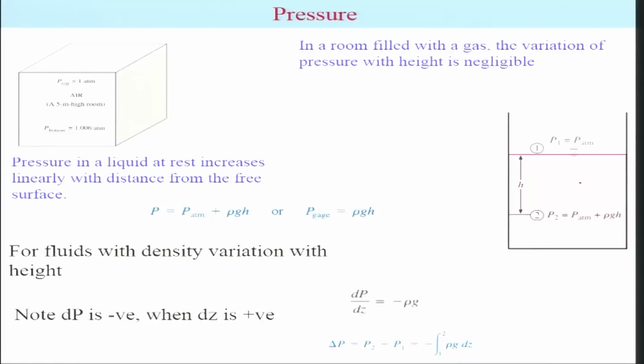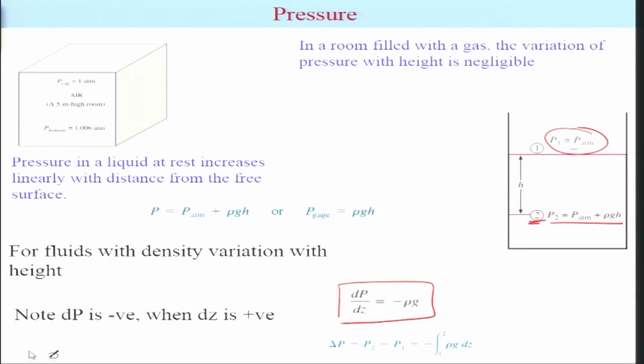So this is an example. This is a container containing a fluid. At the top of the layer of the fluid, the pressure is given as P atmosphere because it is open to the atmosphere, and somewhere in the fluid, let's say point 2, the pressure is simply given by P atmosphere plus rho gh.